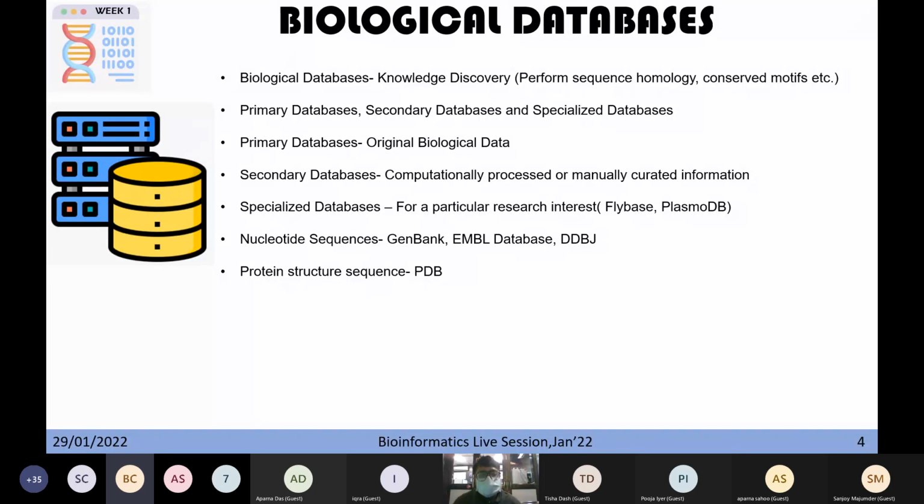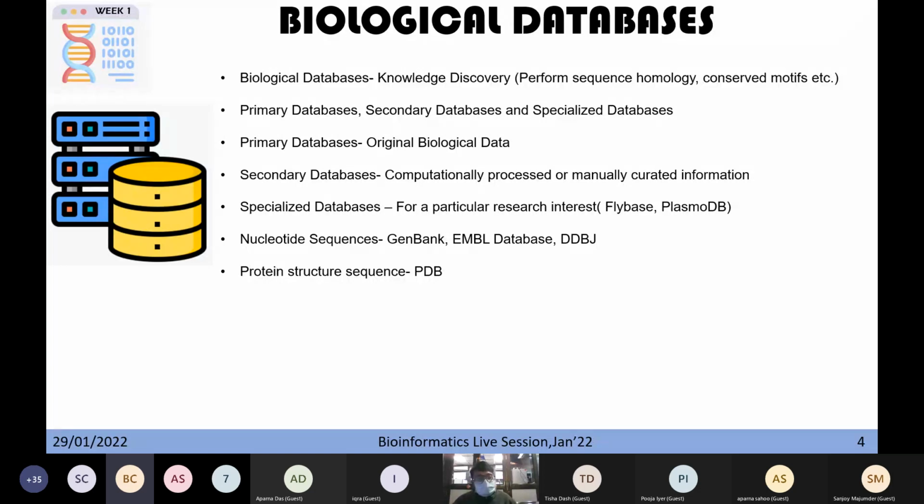Nucleotide sequence databases like GenBank, EMBL, and DDBJ, the DNA Data Bank of Japan, are primary databases where sequences are there. There is extensive correlation among all three, because the data stored in GenBank, EMBL, or DDBJ gets exchanged within 24 hours among all three servers and gets updated.